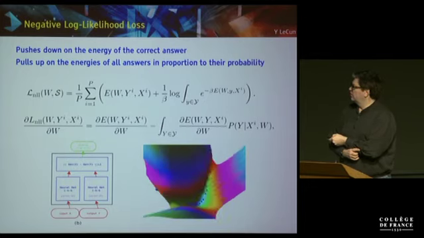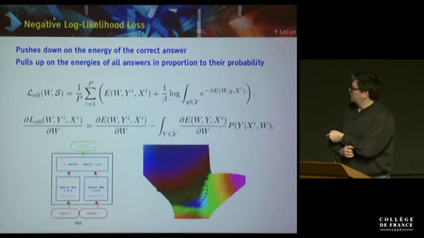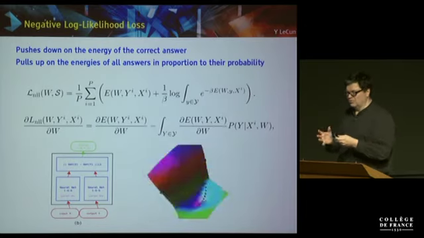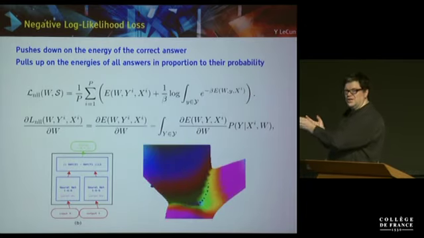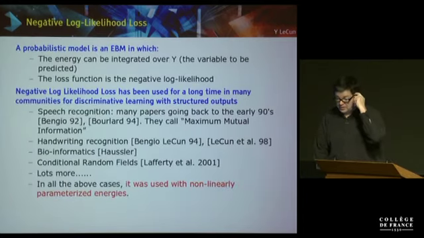In the examples I showed you with the two parallel neural networks, here the loss function pushes the blue dots downwards, but pushes all the rest upwards. So we see it's like you're digging a valley in the energy function.